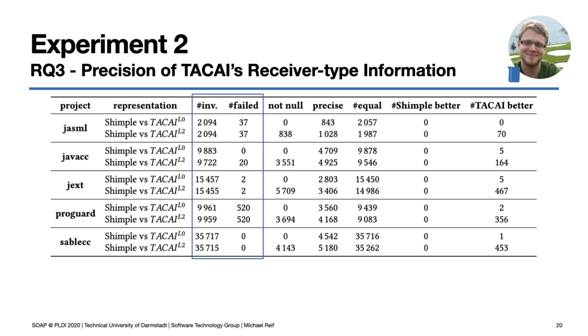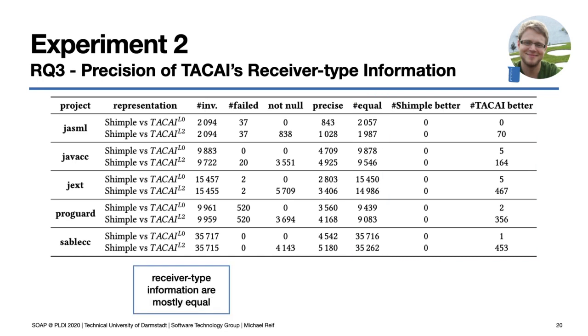The most failed ones in ProGuard are due to a bug in Jimple where it falsely eliminated JVM level exception handlers, which obviously couldn't be eliminated. So there were some call sites that we couldn't match, but all the others we could match. And we found that the type information for most of them is equal. So TACAI couldn't be more precise than Jimple there.